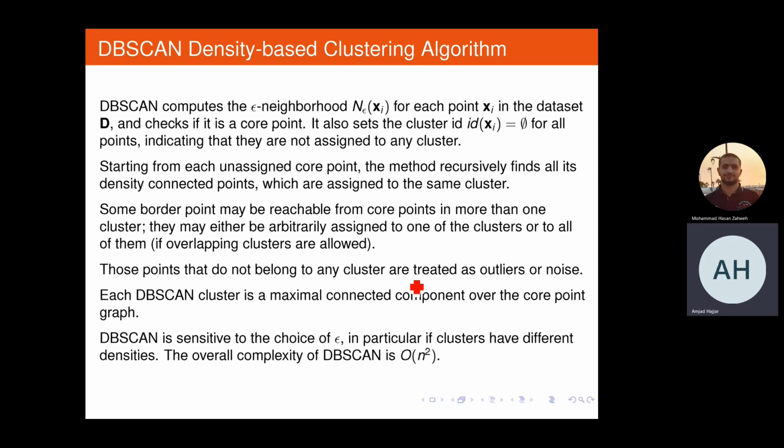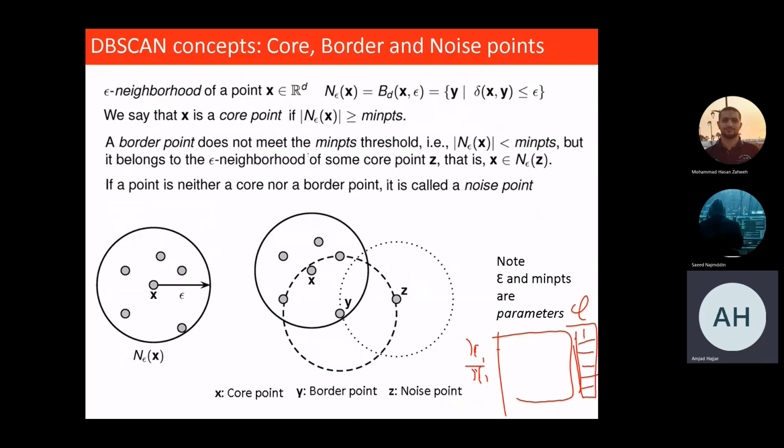Now, I recursively find all its density connected points. Meaning I said x1 is a core point, and I went and saw x3, for example, and found it's in the neighborhood of x1. So immediately, and recursively, I should check if x3 is also a core point. If so, not only will I say that x3 is in cluster 1. All the points in the neighborhood of x1, its neighbors, I will say they are all in cluster 1.